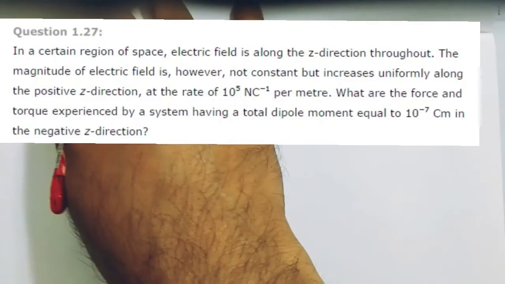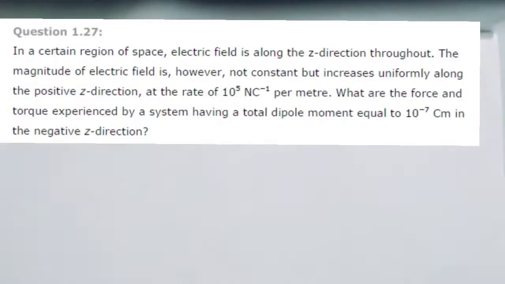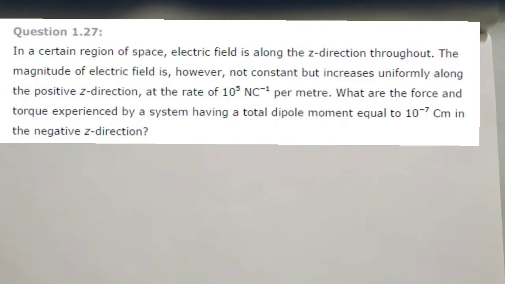Question number 1.27. What they are saying is, in a certain region of space, the electric field is along the z direction throughout. The magnitude of the electric field is, however, not constant. Till now we have read the concept of a uniform electric field, which has a constant value. But here the electric field is not uniform; it keeps on increasing over a certain distance.